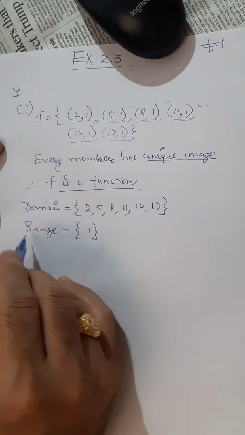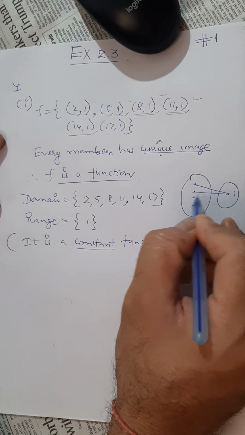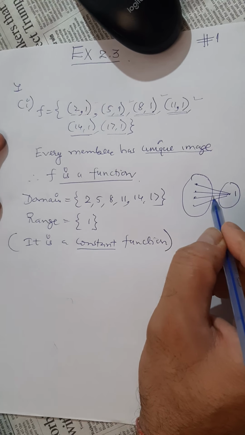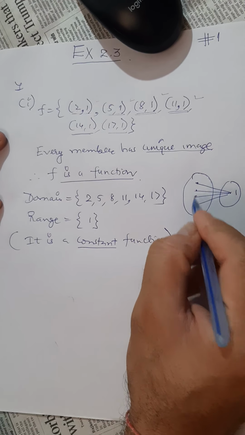Recall the types of functions. It is a constant function because your range is a singleton set. Every member of the domain goes to just one member, 1. So this is called a constant function here. Okay, the second one you will try.